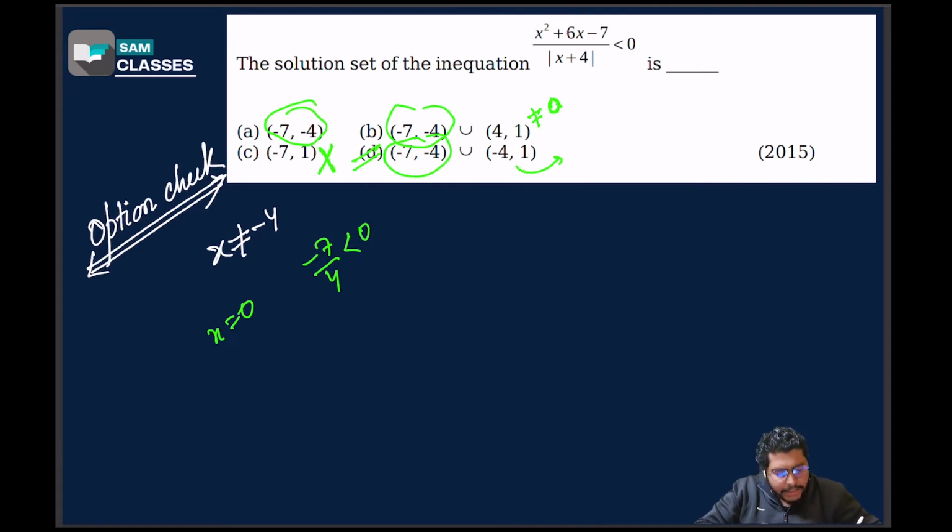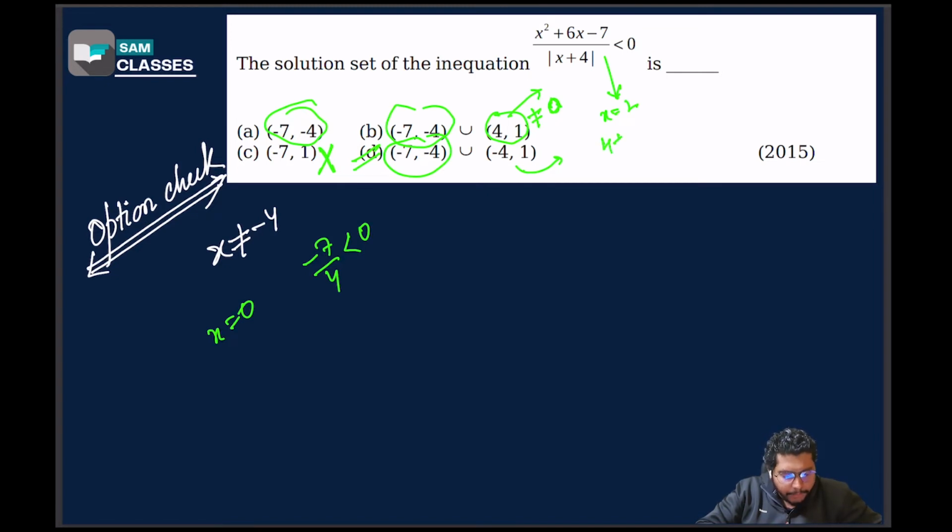Now will somebody say, sir, you took 0, what about other points? If I'm able to show any other value also, then let's check with other values. The option says from 1 to 4, so I can put a value like 2. If I put x equal to 2, what will happen?